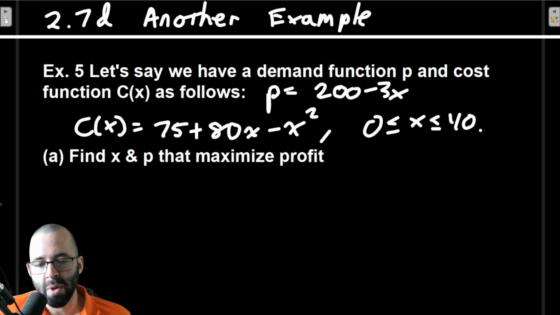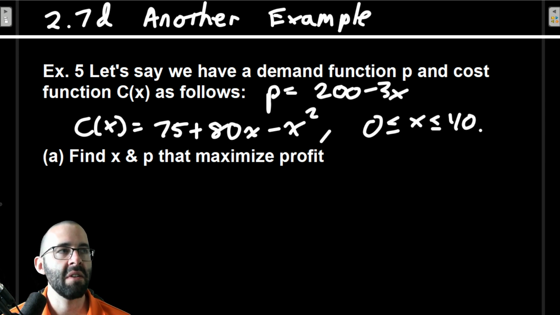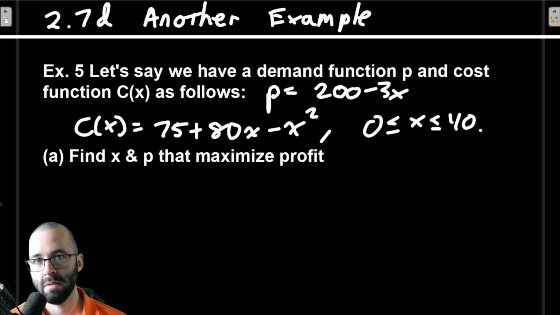All right, everyone. So let's look at another example, a more complicated example. So let's say that we have this demand function, 200 minus 3x. So every additional unit that we want to sell, the price is going to go down by 3. Or conversely, if we want to increase the price, we're going to have to sell fewer of these things. And now we're actually going to talk about cost and profit. So previously we were just talking about revenue.